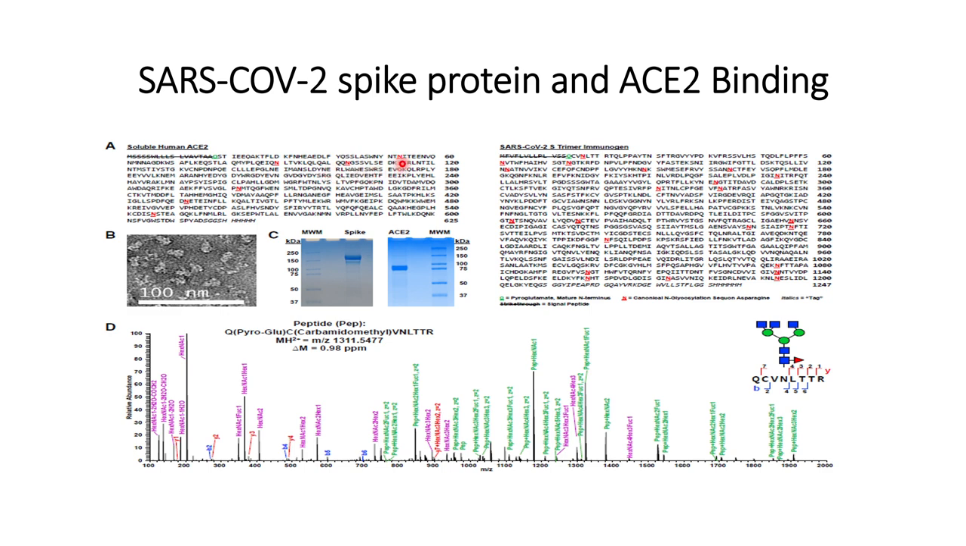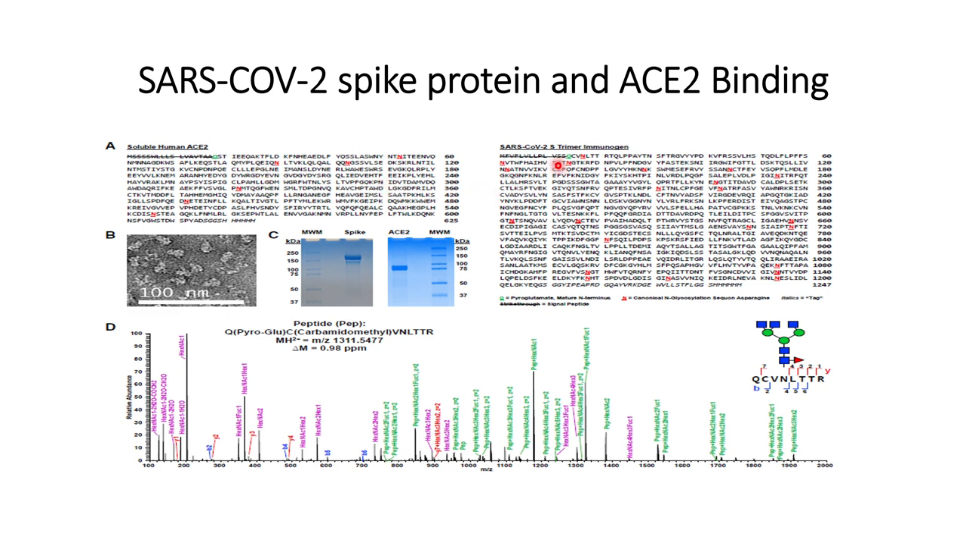For example, this is NIT. I is any amino acid except proline, and T is either T or S. And this Q is also highlighted, where pyroglutamine formation occurs, where the pyroglutamine is attached to this Q site of the soluble ACE2.